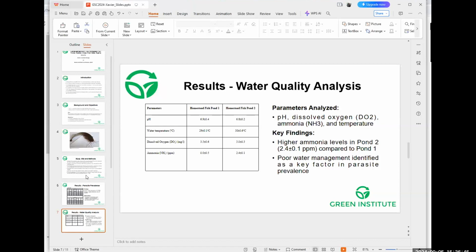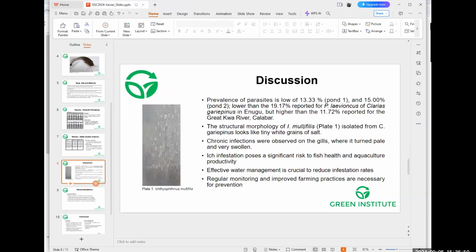Now, the prevalence of parasite is low, at 13.13% observed in the present study in Pond 1 and 15% in Pond 2, which is lower than 19.17% reported for P. levancus in Clarias gariepinus in Enugu, but higher than 11.8% reported for the Great Quarry River, Calabar.